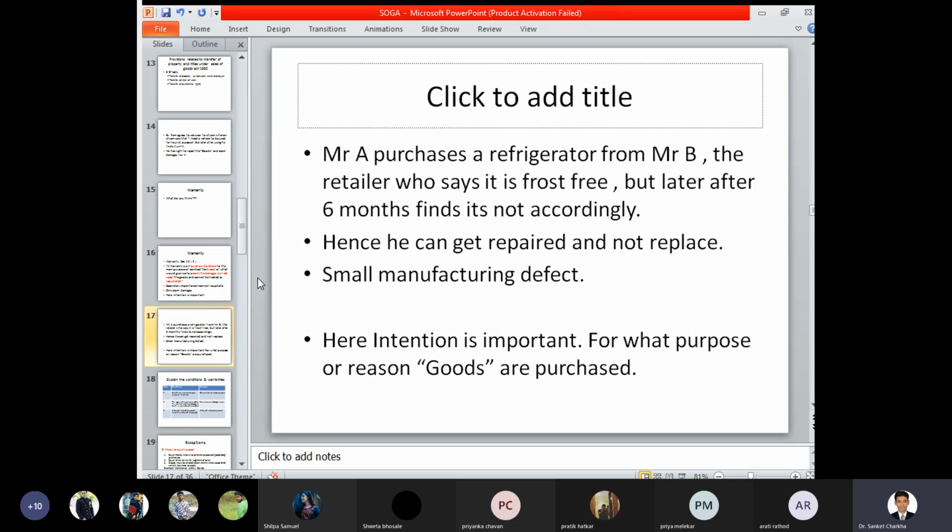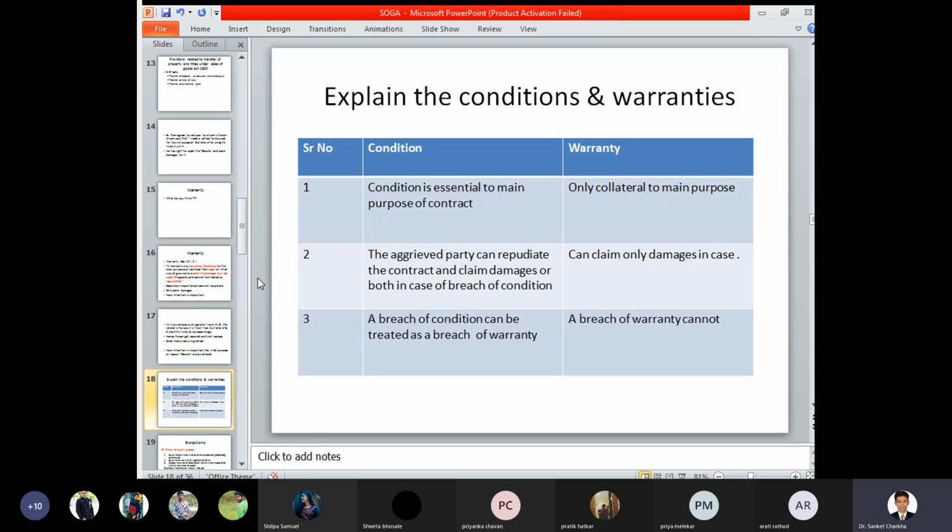Okay, any difficulty at this stage in understanding condition and warranty? You can quickly ask me questions, otherwise we'll move to the next slide.